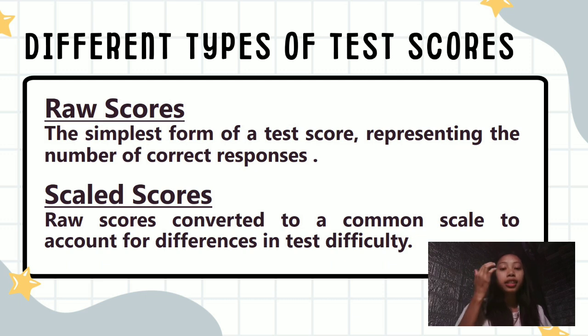Next is the scaled scores. Raw scores converted to a common scale to account for differences in test difficulty. So, ang example ani kay ang National Achievement Test ug ang Civil Service Exam. So, ang pagkuha ning scaled score kay naa siya sa table depende sa gitaken nimo nga test.